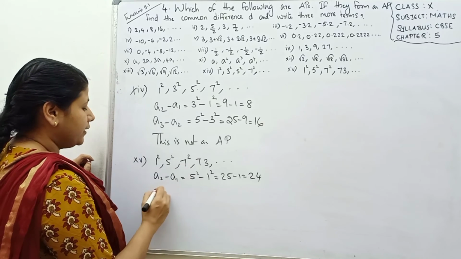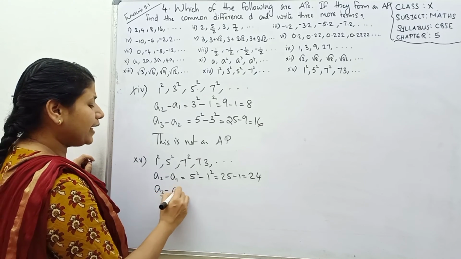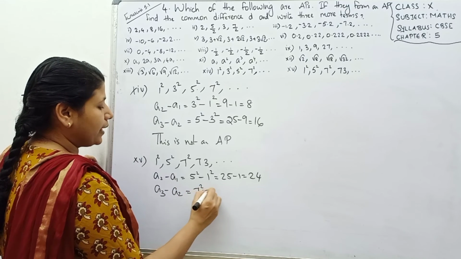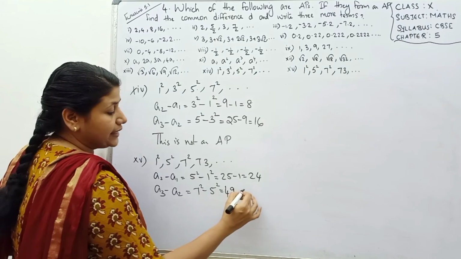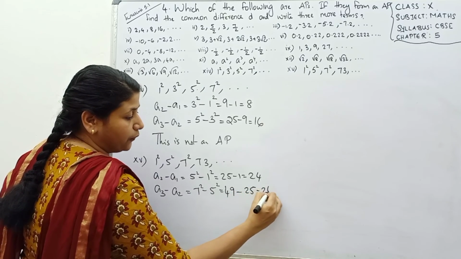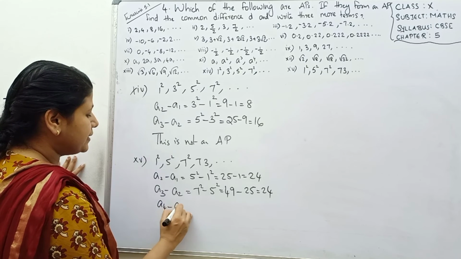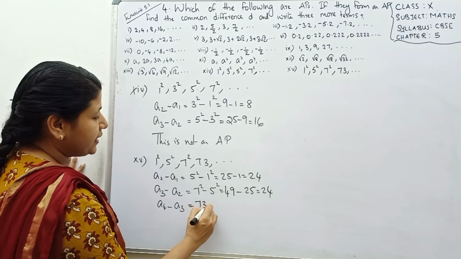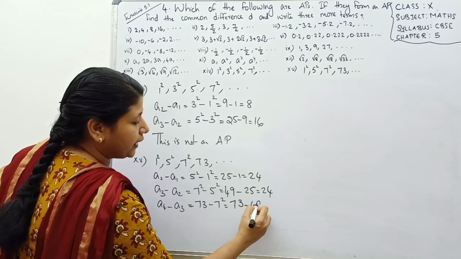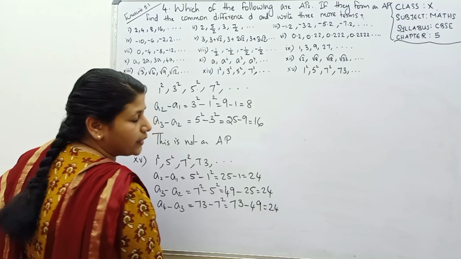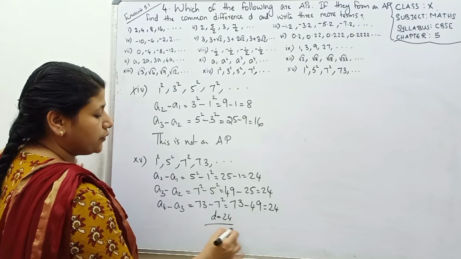Okay. Then, A3 minus A2. 7 square minus 5 square. 7 square is 49 minus 5 square is 25. Difference is 24. Okay. Then A4 minus A3. 73 minus 7 square, which is 73 minus 49. This is also 24. So we have the common difference D equal to 24.